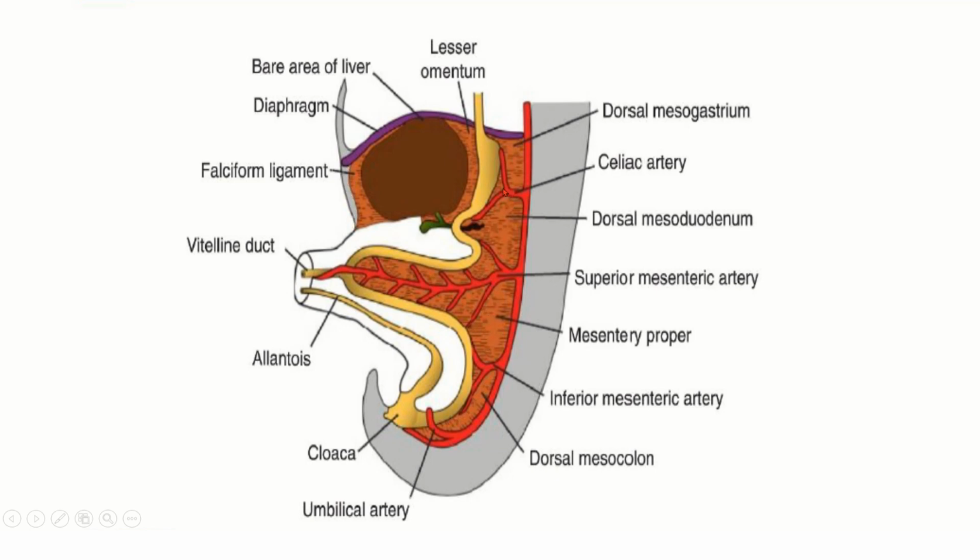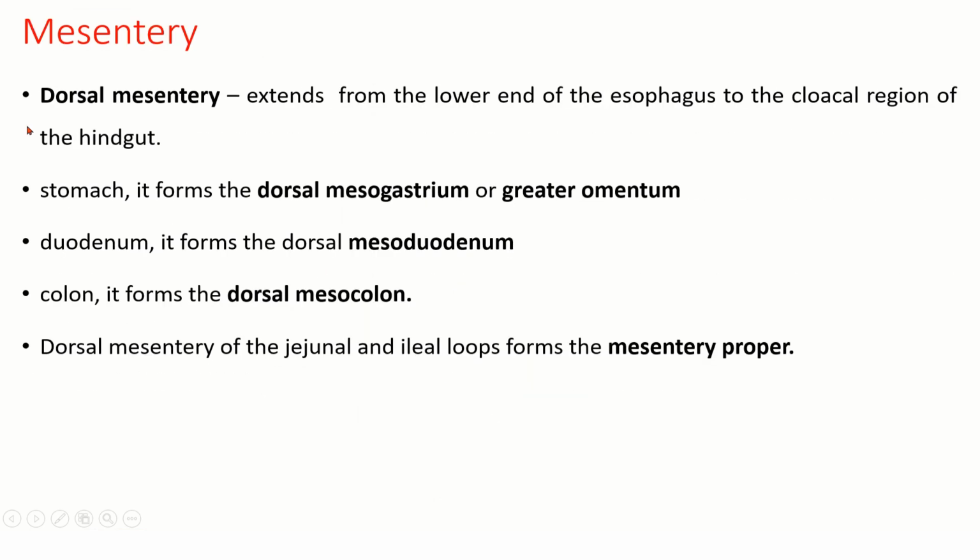And you can see here, this is the celiac artery, which is the artery of the foregut. Here you can see this is the mesentery proper, which suspends the jejunum and ileum. You can also see the superior mesenteric artery, which is the artery of the midgut. Here this is the inferior mesenteric artery, which is the artery of the hindgut. The dorsal mesentery extends from the lower end of the esophagus to the cloacal region of the hindgut, as I have shown in the diagram.